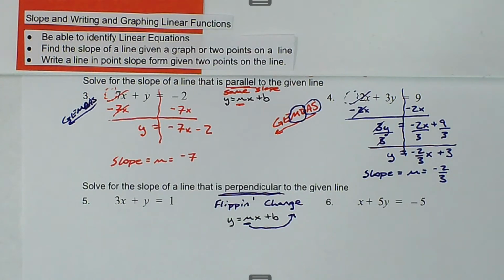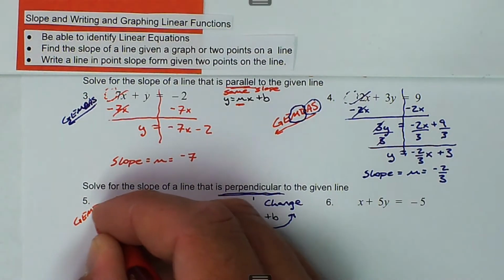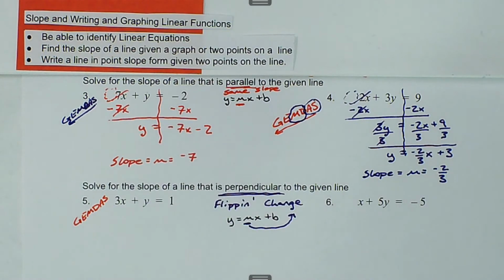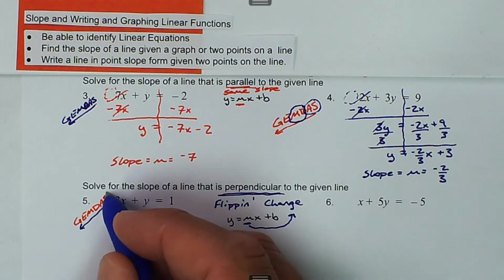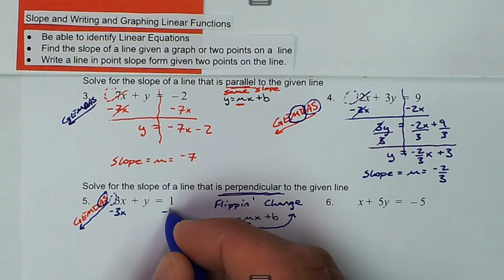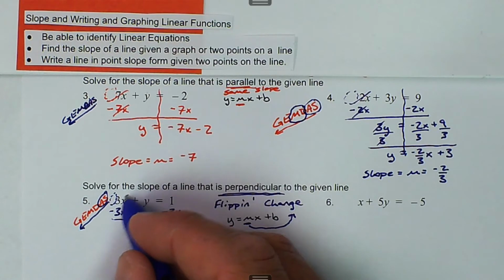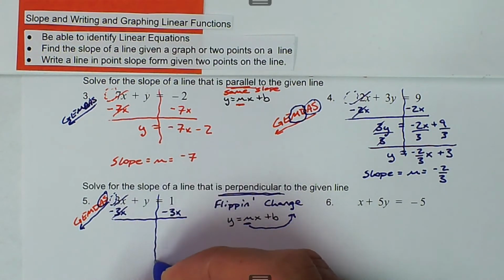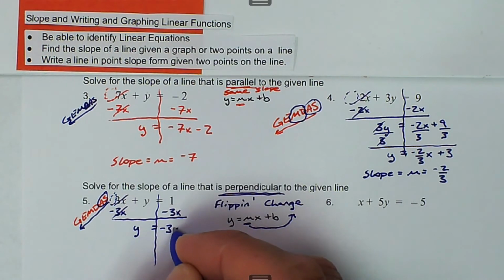So we're still going to use GEMDES. We still want to use that to get y by itself. And we're going to start with addition and subtraction. We have a positive 3x, so we will subtract 3x from both sides. And our 3x and negative 3x cancel. And we're left with y equals negative 3x plus 1.